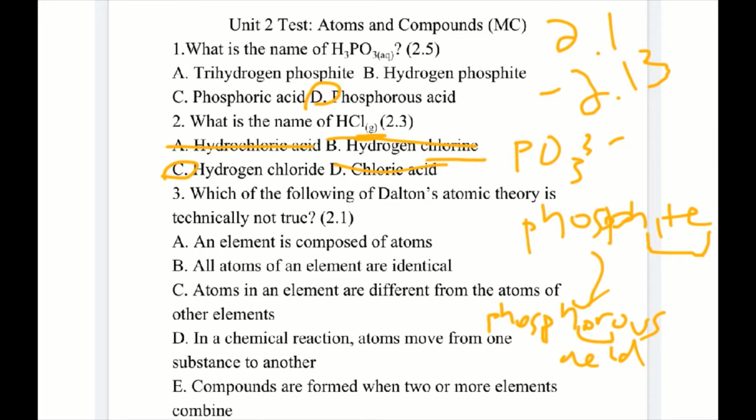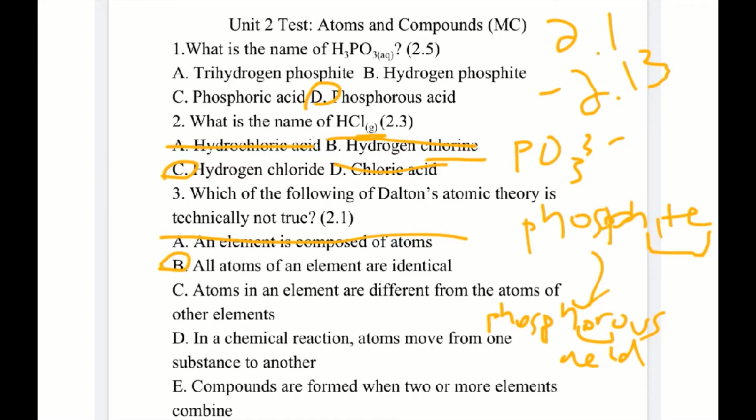Now, let's go on to question 3. Which of the following of Dalton's atomic theory is technically not true? A. An element is composed of atoms. We know that that is true, so we can cross that out. B. All atoms of an element are identical. Now, this is not true because atoms of an element can have differing number of neutrons, so they are called isotopes, and therefore B is our correct answer.